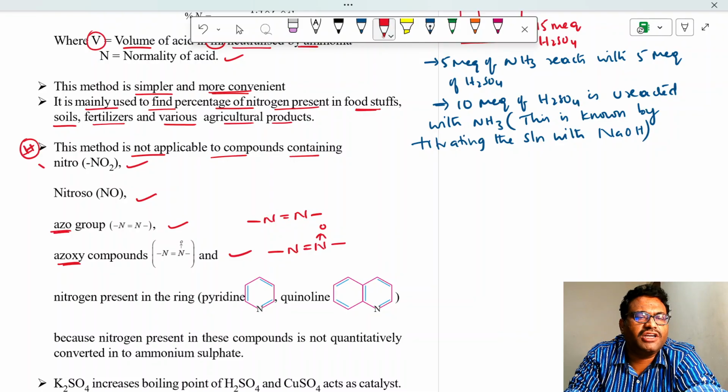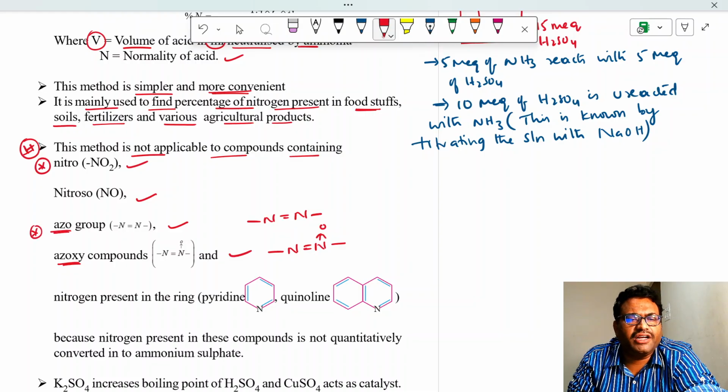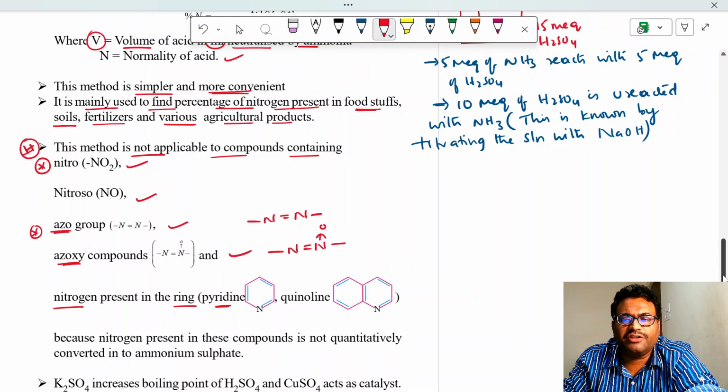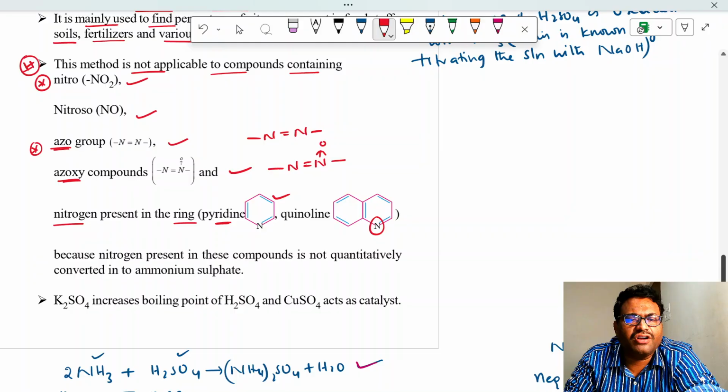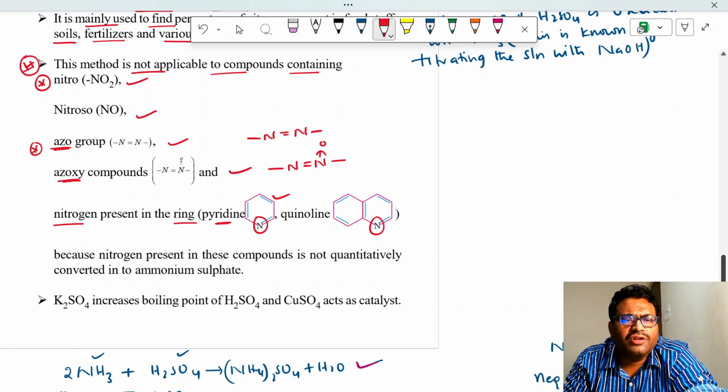So the mostly used are nitro, azo, and nitrogen present in the ring. See, in pyridine, is nitrogen present in the ring or not? Yes, nitrogen is present in the ring. Right? In quinoline, nitrogen is present in the ring. So in organic compounds which contain these groups, you cannot find the percentage of nitrogen by the Kjeldahl method.